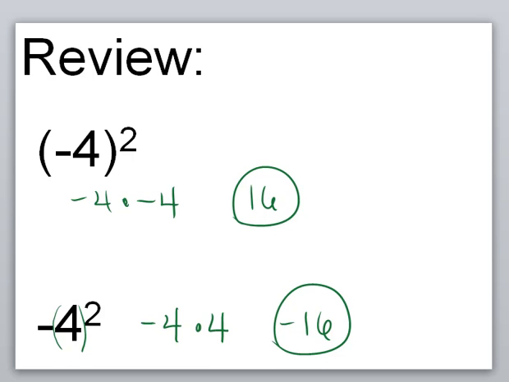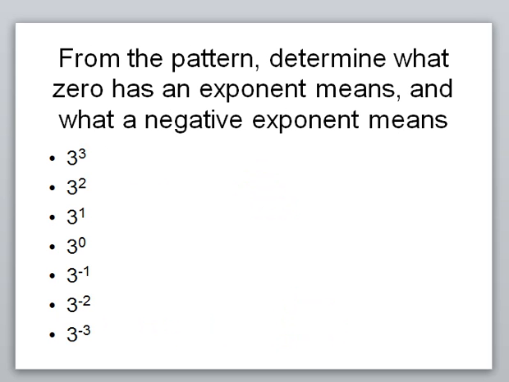Okay, what we want to talk about next is what happens when we have negative exponents. So from this pattern, we're going to determine what a 0 means. So what does 0 mean when it's an exponent? We're also going to determine what it means to be a negative exponent. From what we know about powers, we know that this says 3 times 3 times 3, which would be 27. We know that this says 3 times 3, which happens to be 9. We know this just says 3, which is 3.